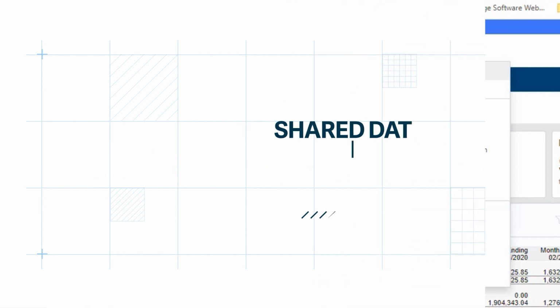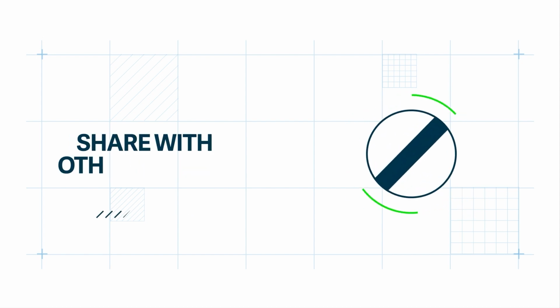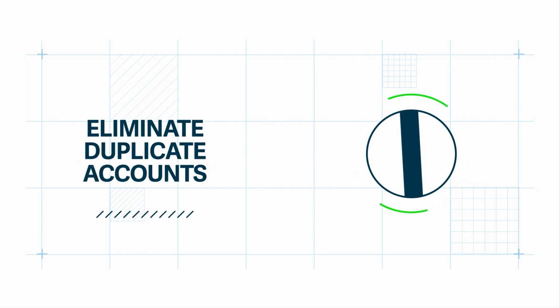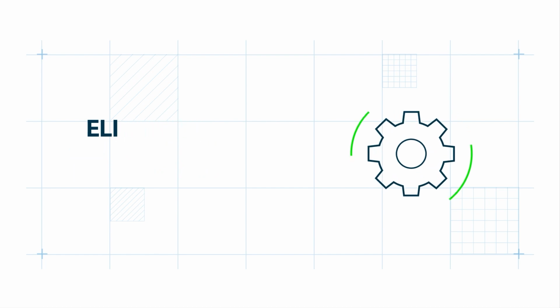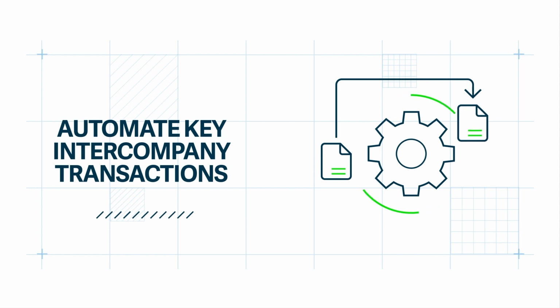This multi-entity structure allows us to establish a common vendor or customer file, or even a general ledger chart of accounts at the top level. We can then share those files with other entities, which allow us to eliminate duplicate accounts or any conflicting information. This also allows us to automate key intercompany transactions between related entities, which can help expedite month-end close.